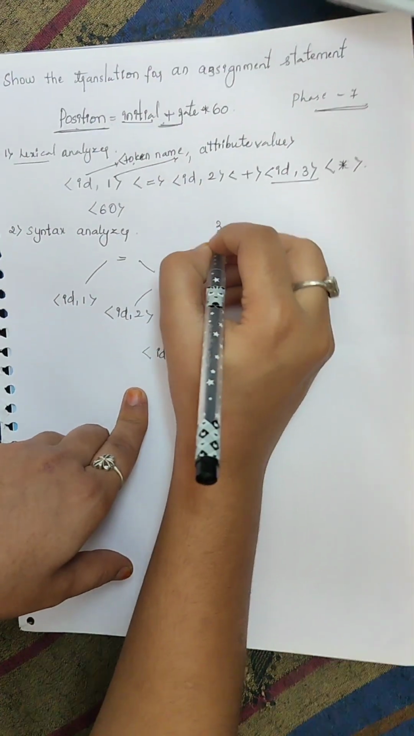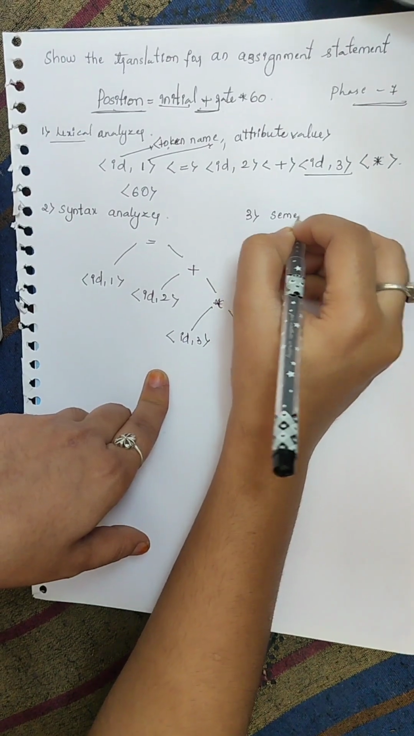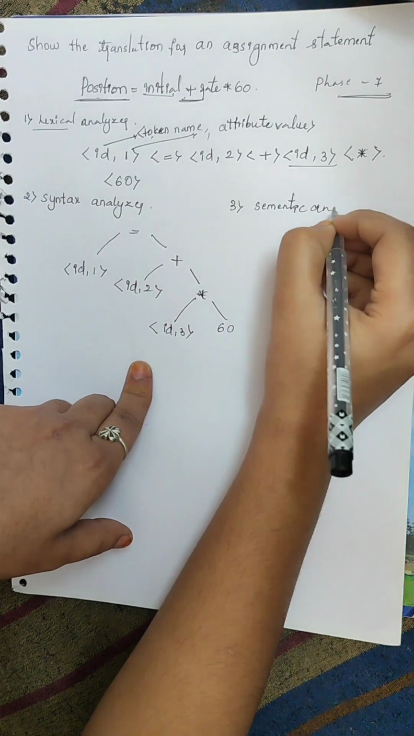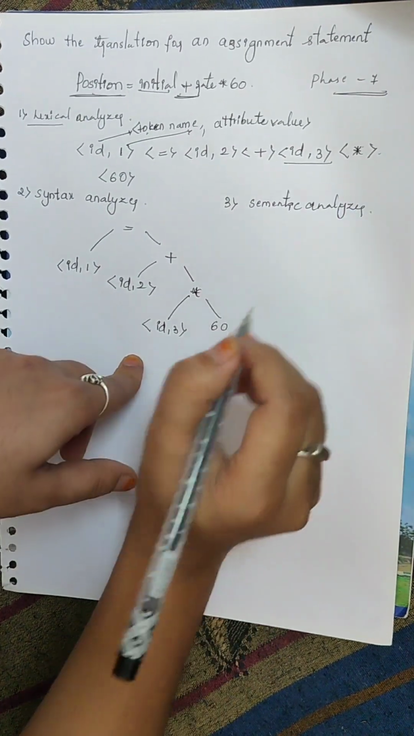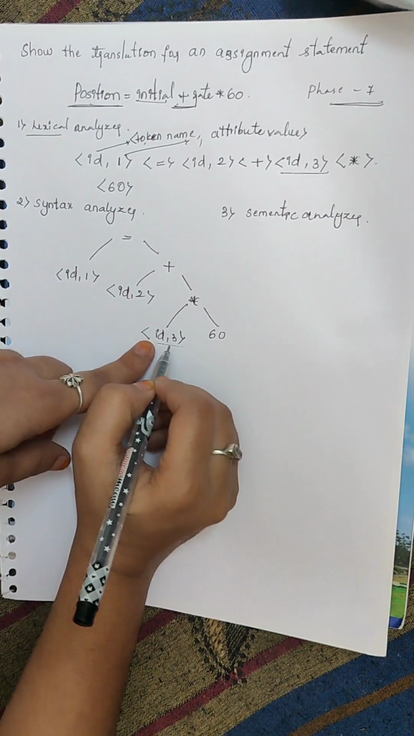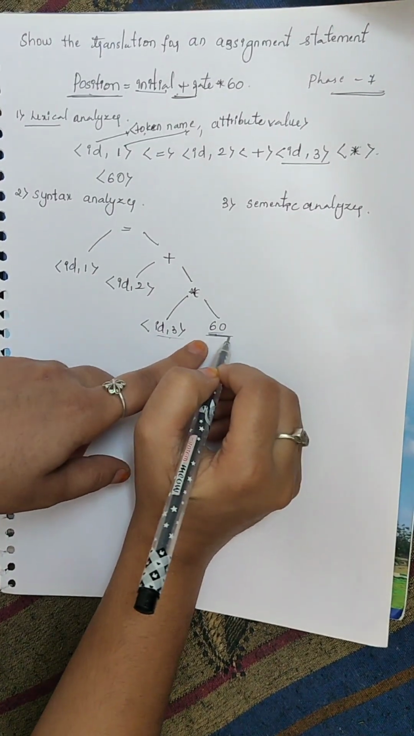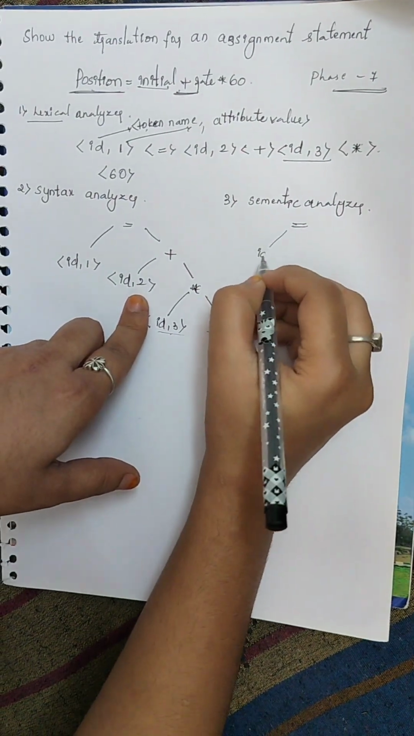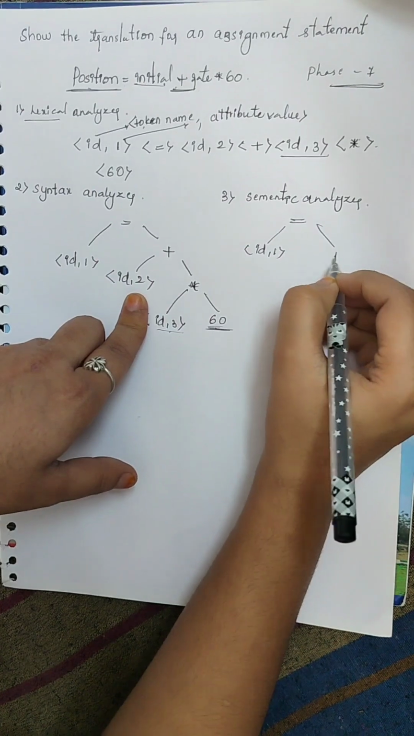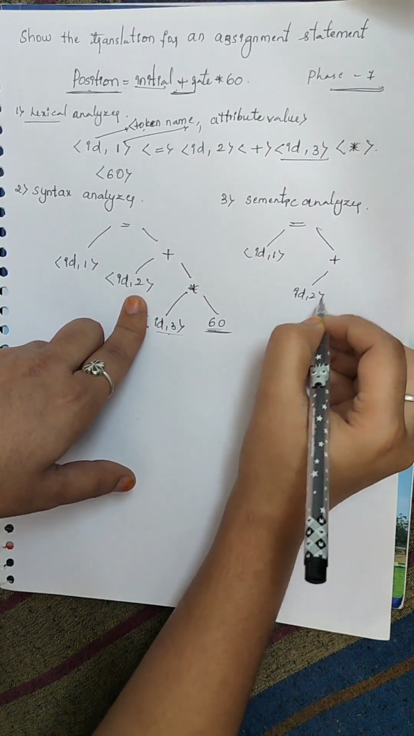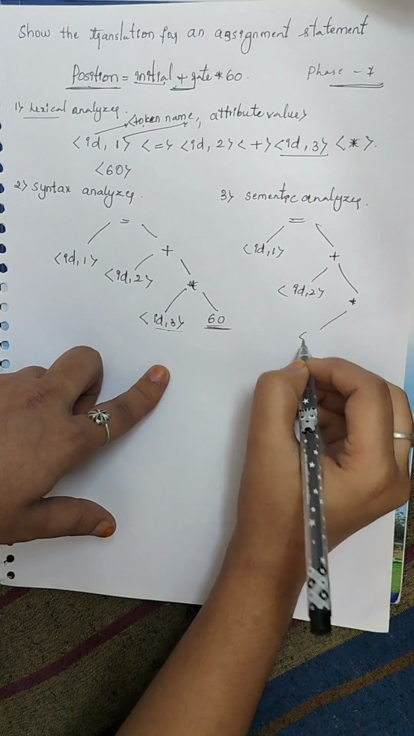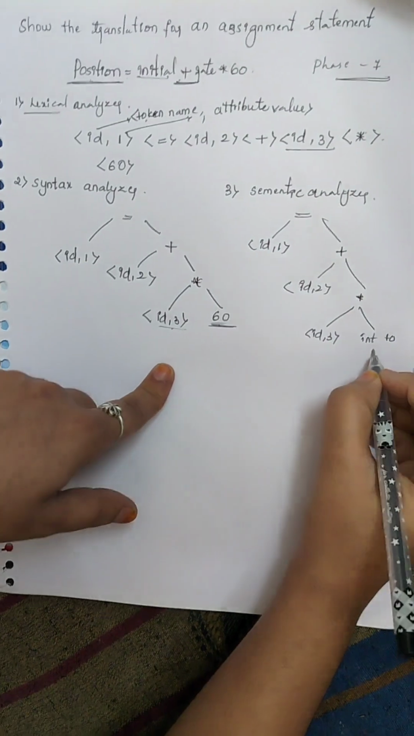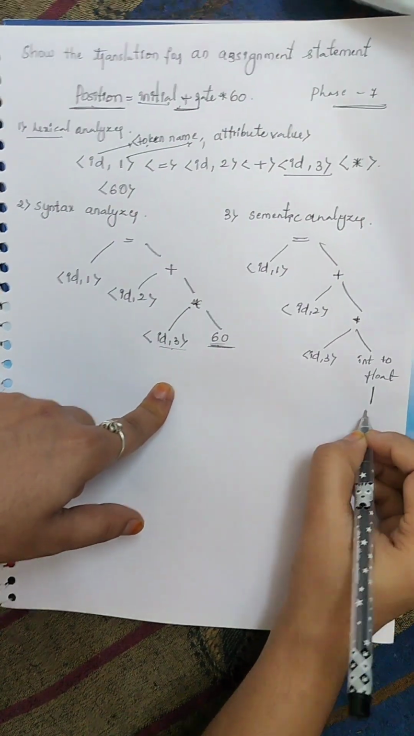Let us consider the third phase as the semantic analyzer. In the semantic analyzer, rate is a floating value, but 60 is an integer value, so it converts that value. Here we have id,1 = id,2 + id,3 * inttofloat(60).